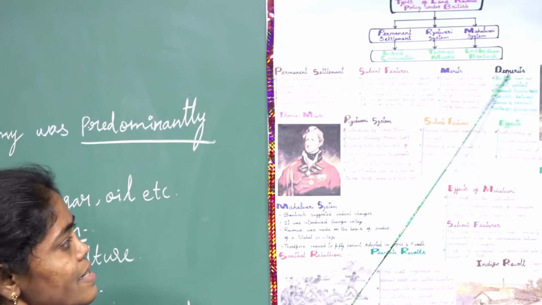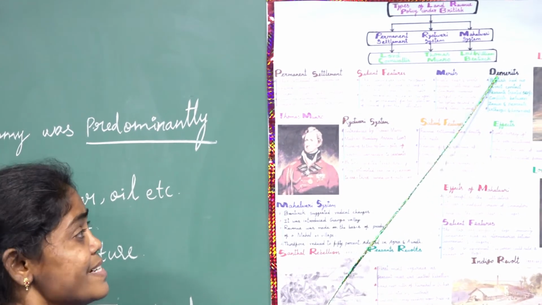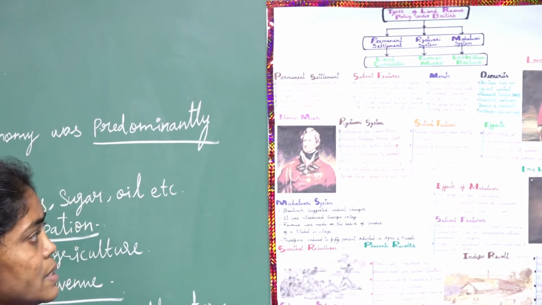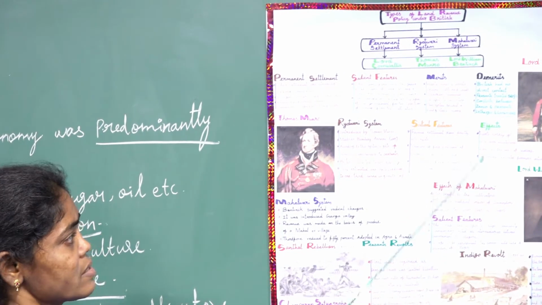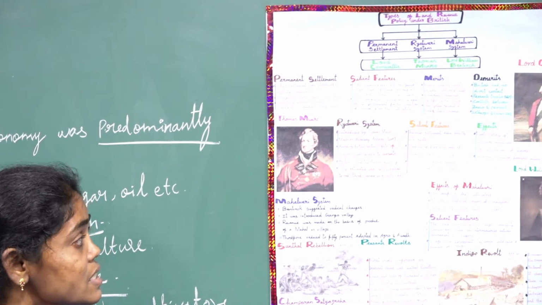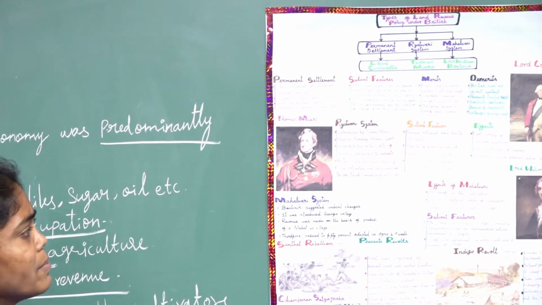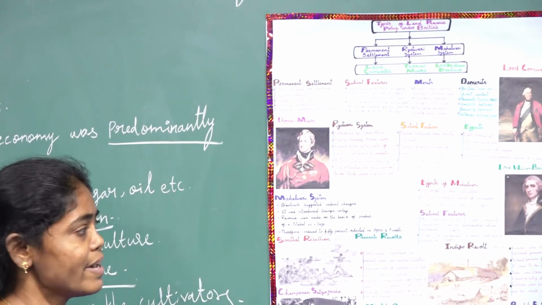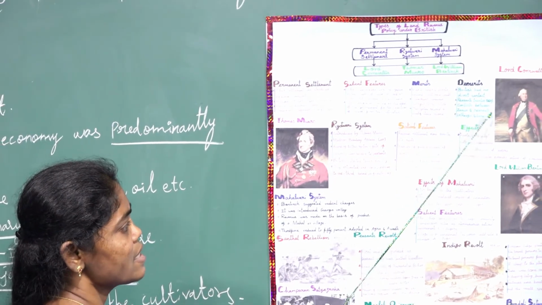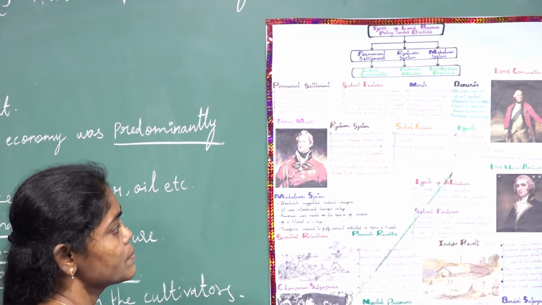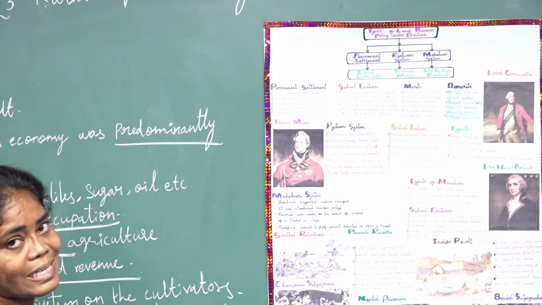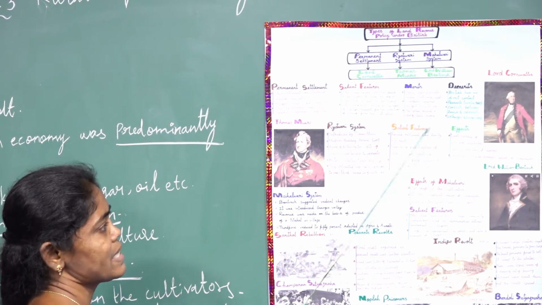Now we will see the disadvantages, that is demerits. British had no direct contact. The peasants, that is farmers, were treated as serfs. Serfs means bonded laborers. Conflicts, that means fights, between Zamindars and peasants arose. Zamindars were lethargic and luxurious. So these are the demerits.